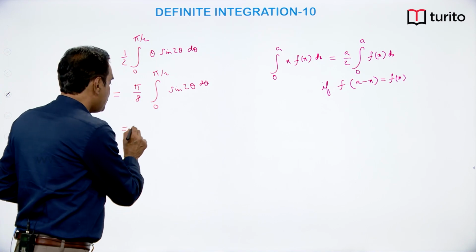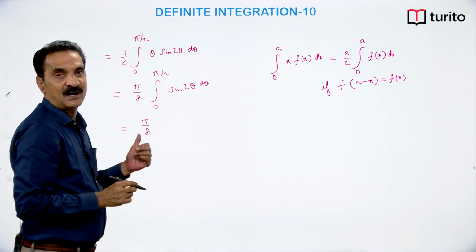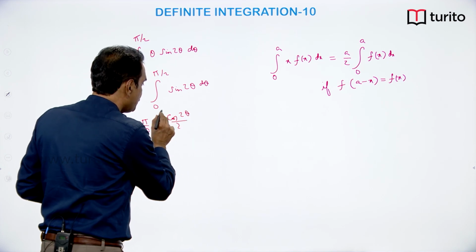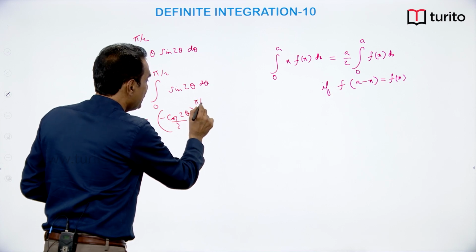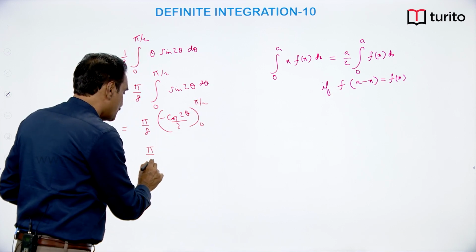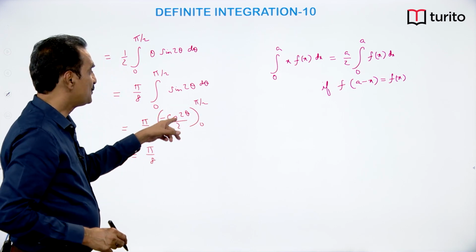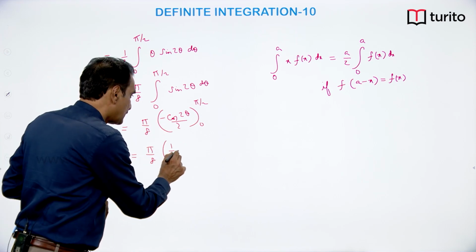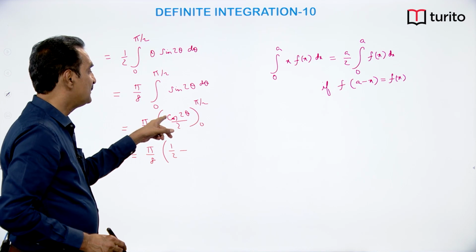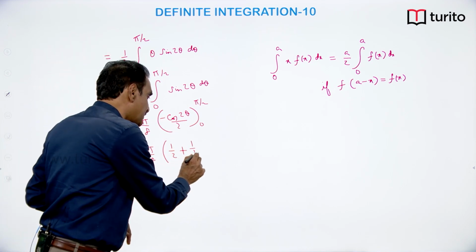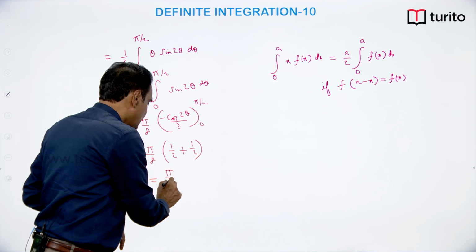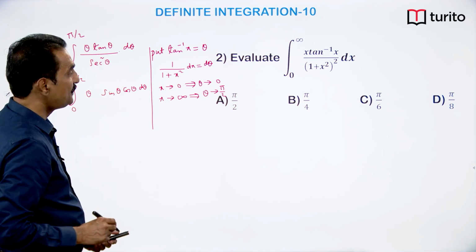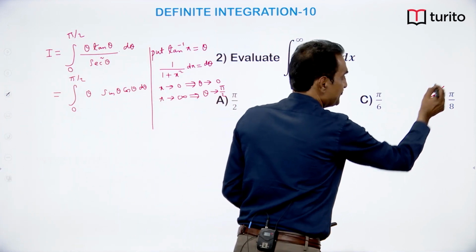Now, what is the integral of sin 2 theta? It is minus cos 2 theta by 2. Substituting limits pi by 8 into, substituting pi by 2, how much will you get? Minus cos pi by 2, that is 1 by 2. Minus, substituting 0, you will get minus 1 by 2. So, minus of minus 1 by 2 plus 1 by 2. So, finally, you are getting pi by 8. I is equal to pi by 8. Answer is fourth option.